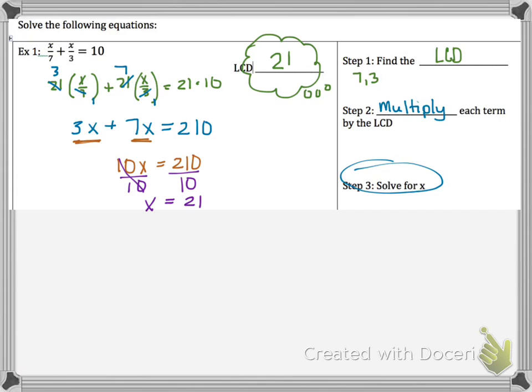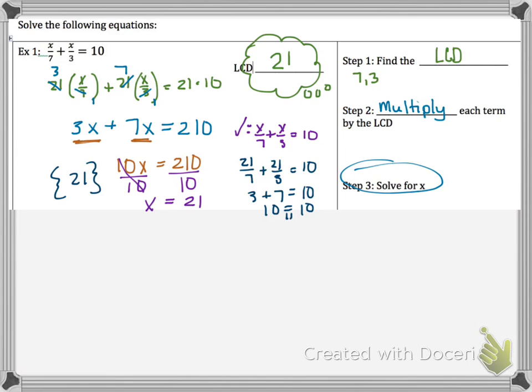Now you do want to think through a check. It's not like we're eliminating the check, but you definitely want to think through it. So if I do my check here, I've got my original equation, and I'm going to plug in my 21 for x. 21 over 7 gives me 3, and 21 over 3 gives me 7, and so I get 10 is equal to 10, and so I know that my solution is in fact 21 because I got a match.